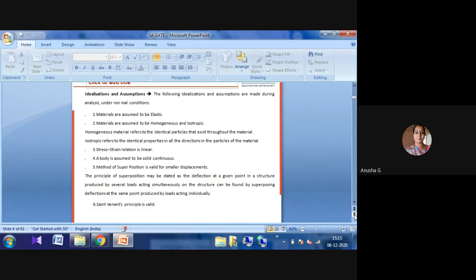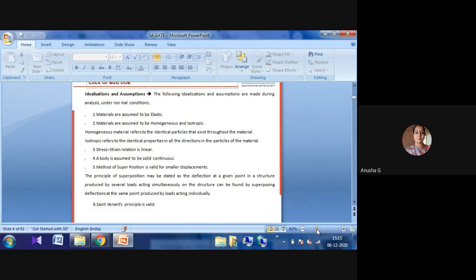If you observe mild steel, a load will be acting on it and there will be a stress-strain curve, but here we are assuming that the stress-strain curve is linear. The stress-strain relation is linear here. The fourth assumption is that the body is assumed to be solid and continuous, and the method of superposition is valid for smaller displacements. These are the main five assumptions that we have to consider here.